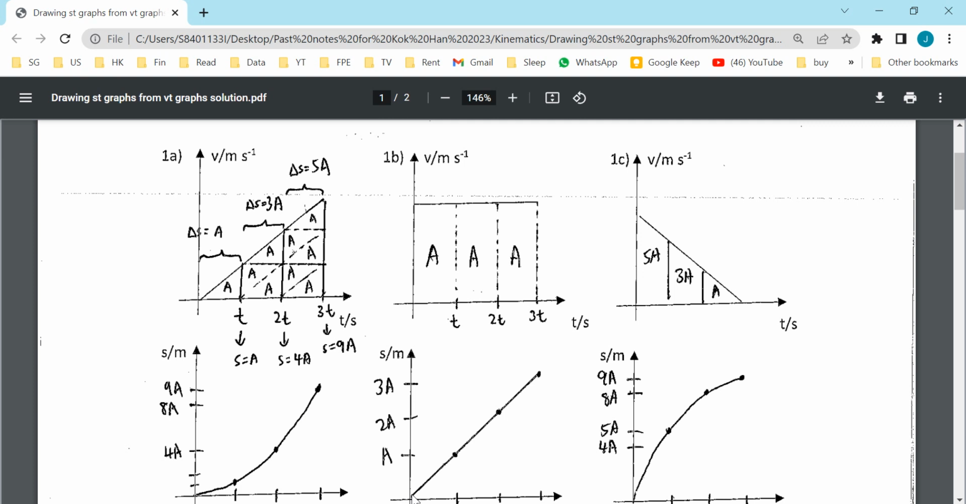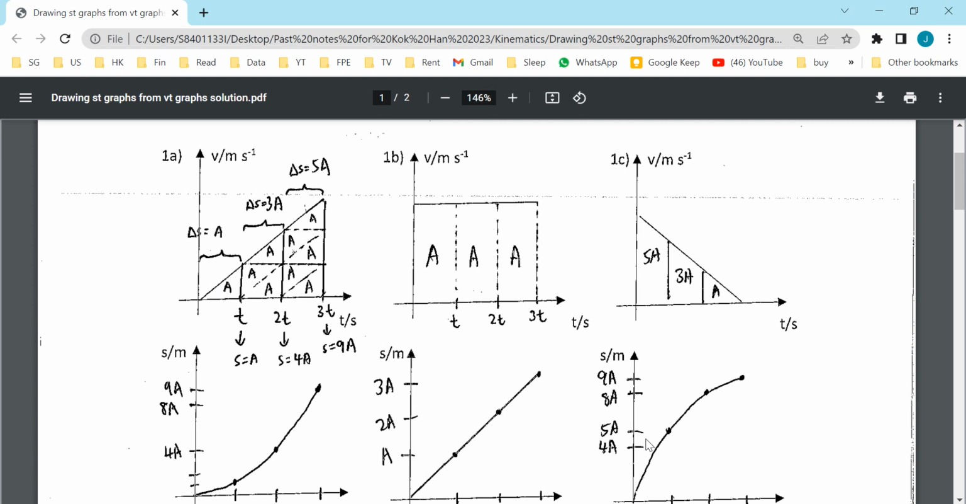If I look at this one, the steepness is the same. It's the same difficulty to walk up this part, and this part, and this part. Alright, so if the steepness is the same, it means the gradient is the same, right? So it doesn't correspond to this graph over here, because this gradient keeps increasing.